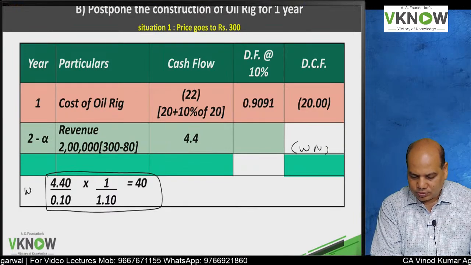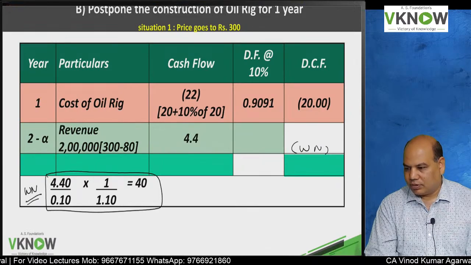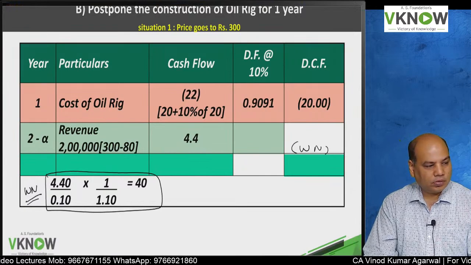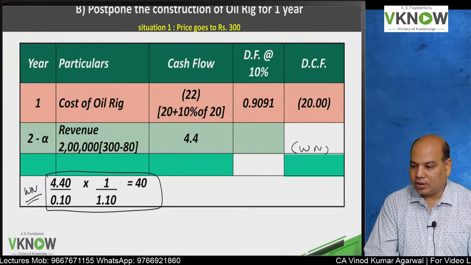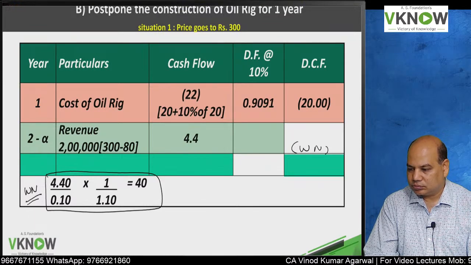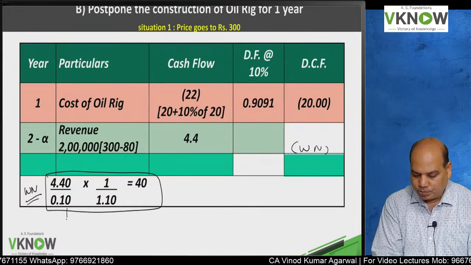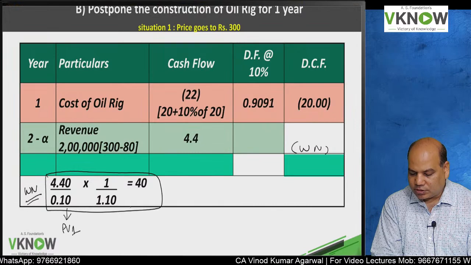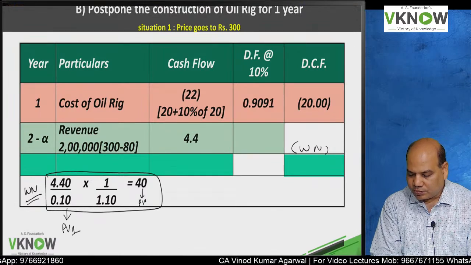Working note for present value. 4.40 divided by 0.10 into 1 by 1.10. This will give you PV1. By multiplying by this factor, this is PV0.